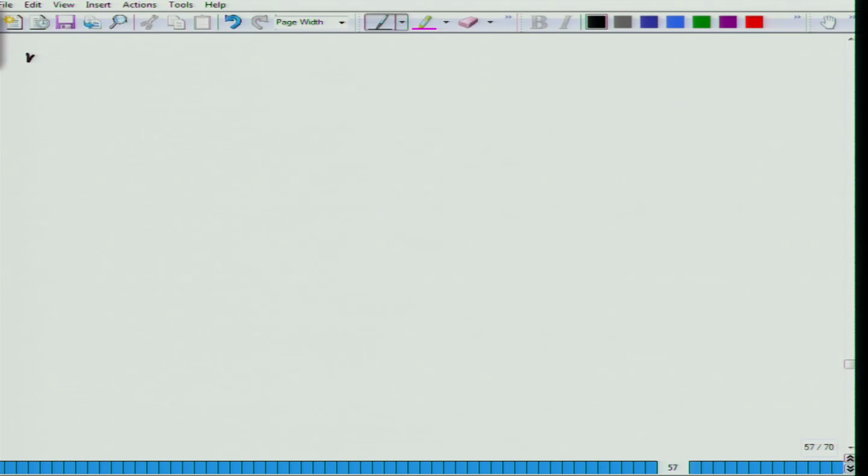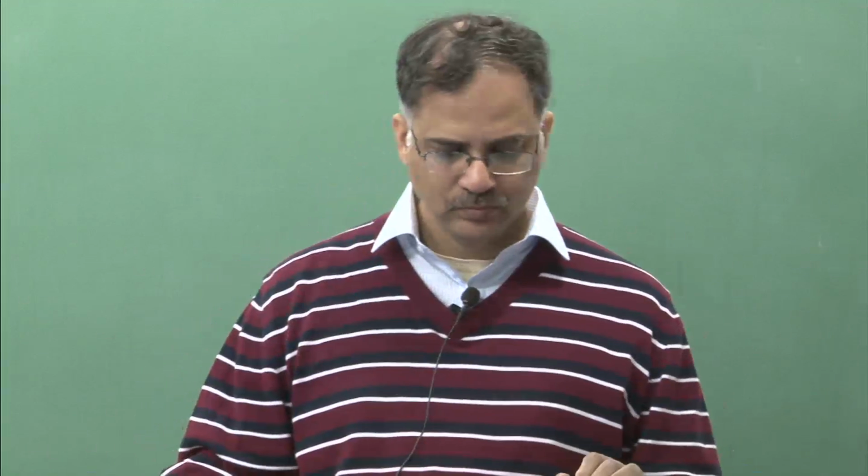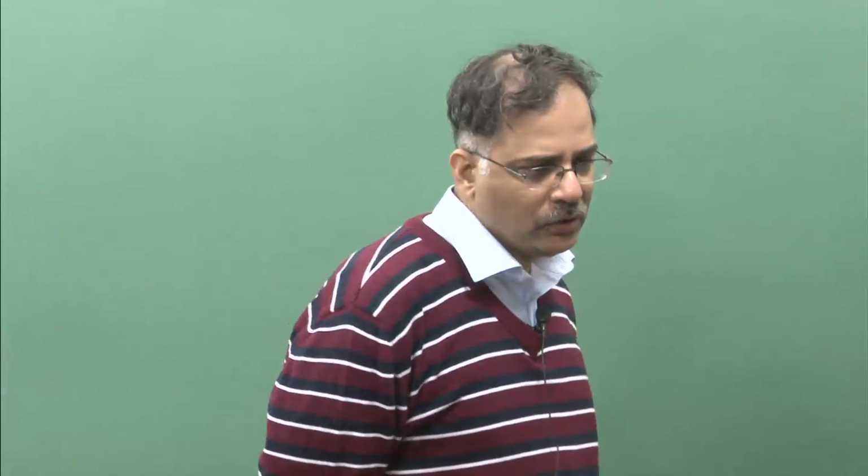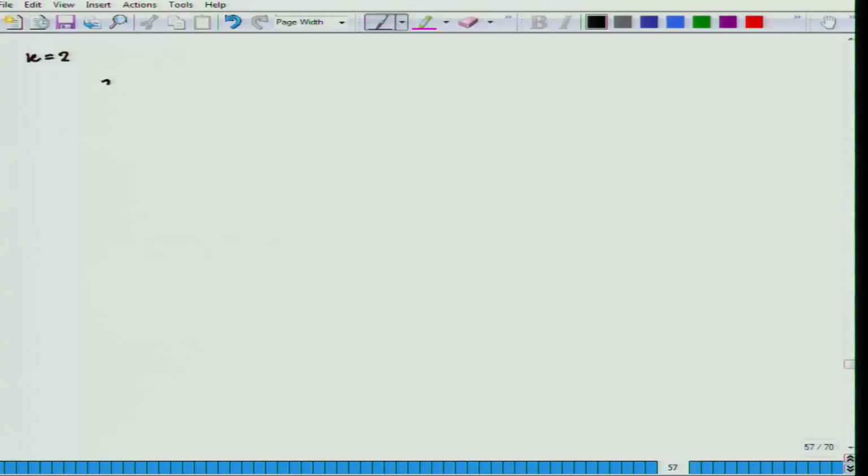Now, let us look at k equal to 2. So, for k equal to 2, we can again write G2 as G0 minus (alpha naught plus alpha 1) into 1 plus beta naught into H G0 plus alpha naught alpha 1 H square G0.